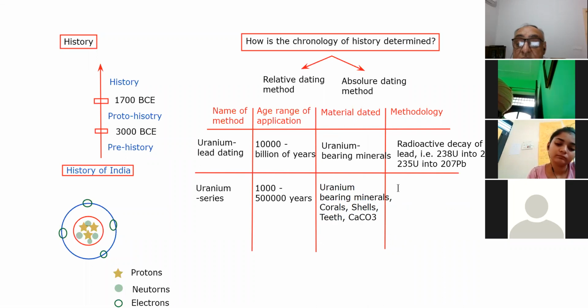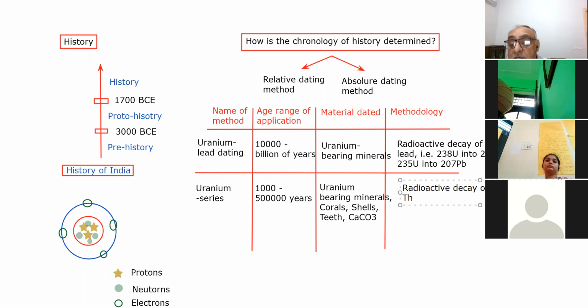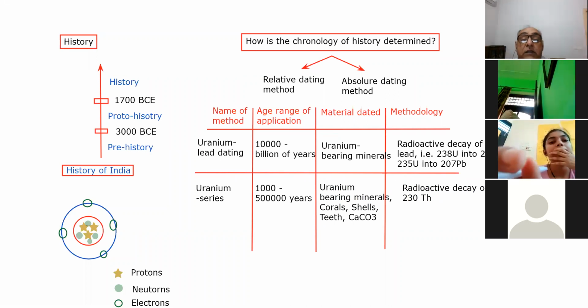So beta, in this the method used is the radioactive decay of 234 uranium isotope into 230 thorium isotope. ये uranium series में use होता है, right?